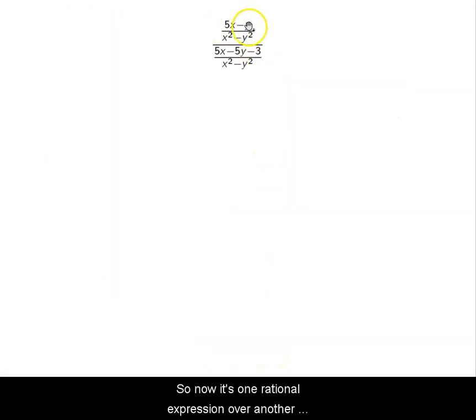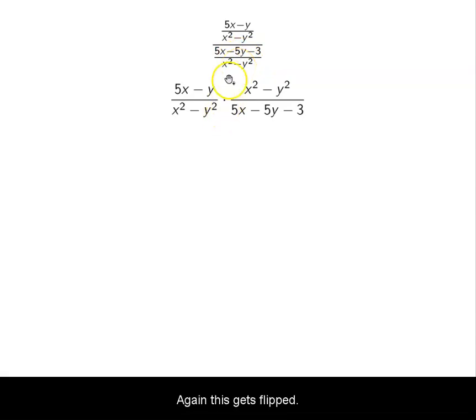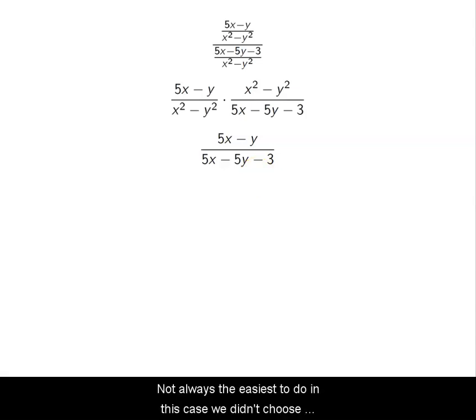Okay. So now it's one rational expression over another rational expression. So I will multiply by the reciprocal of this. Again, this gets flipped, and it goes from division to multiplication. This term and this term cancel, and I'm left with this over that. Okay. Very straightforward. Not always the easiest to do.